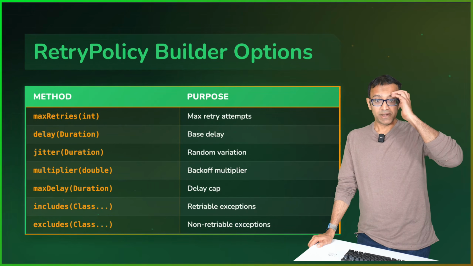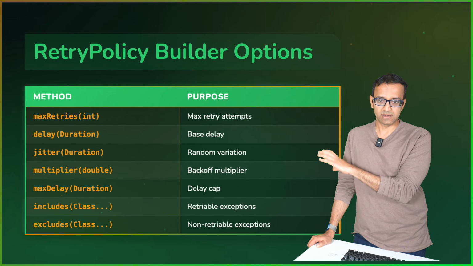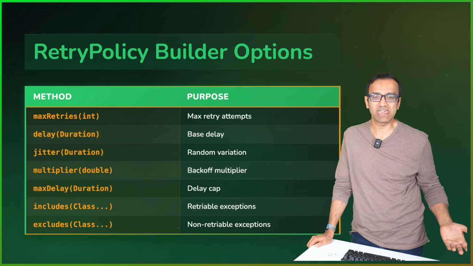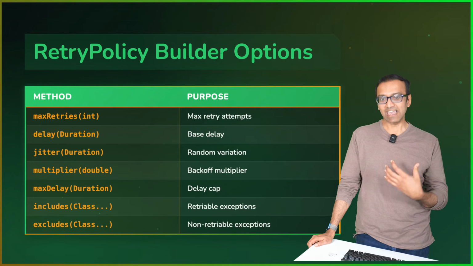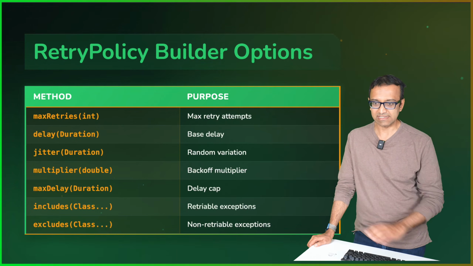Here are the properties. Again, there is a one-to-one mapping between what you do here in the RetryPolicy builder and what you configure in the annotation. It's exactly the same mechanism. It's basically the style in which you call it that is a little different. That's about it. Everything else is exactly the same.